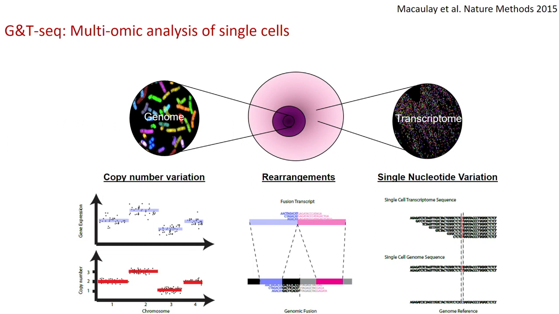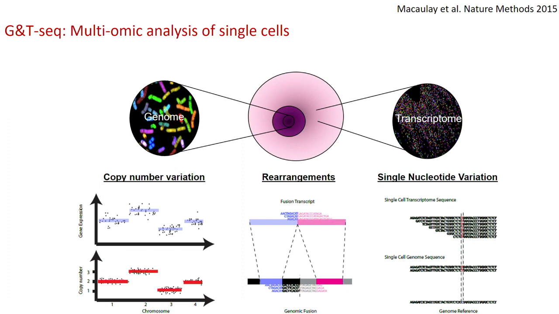So at the genome level, we might be able to correlate gene expression with changes in chromosome copy number. But if we look more deeply, we may be able to sequence deeper both in the genome and transcriptome and understand things like rearrangements. So what fusion transcripts do we detect at the single cell level? And how can they be correlated with fusions in the genome?